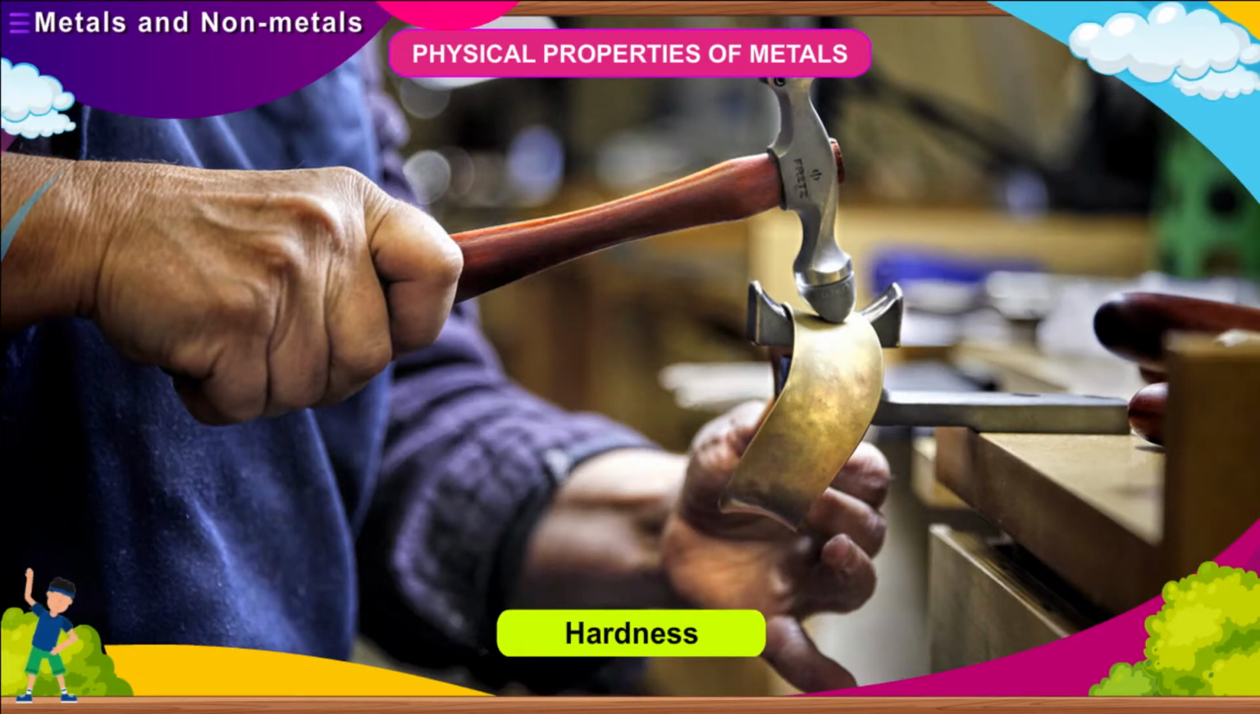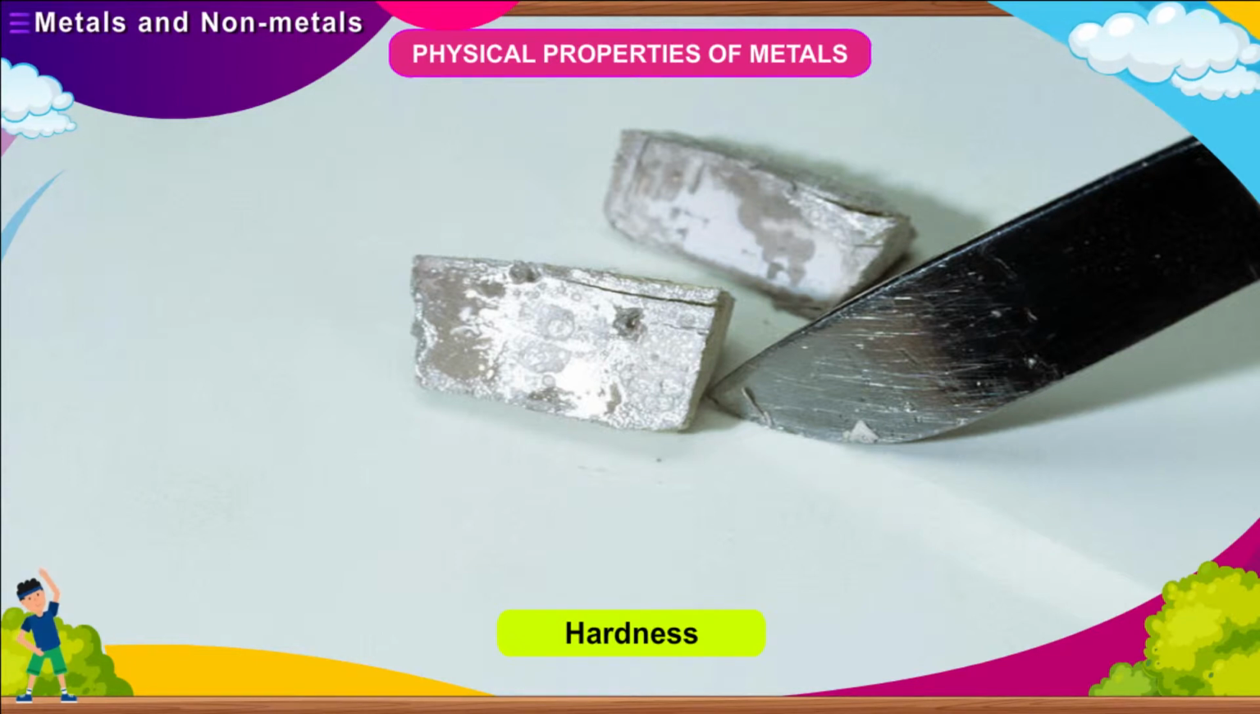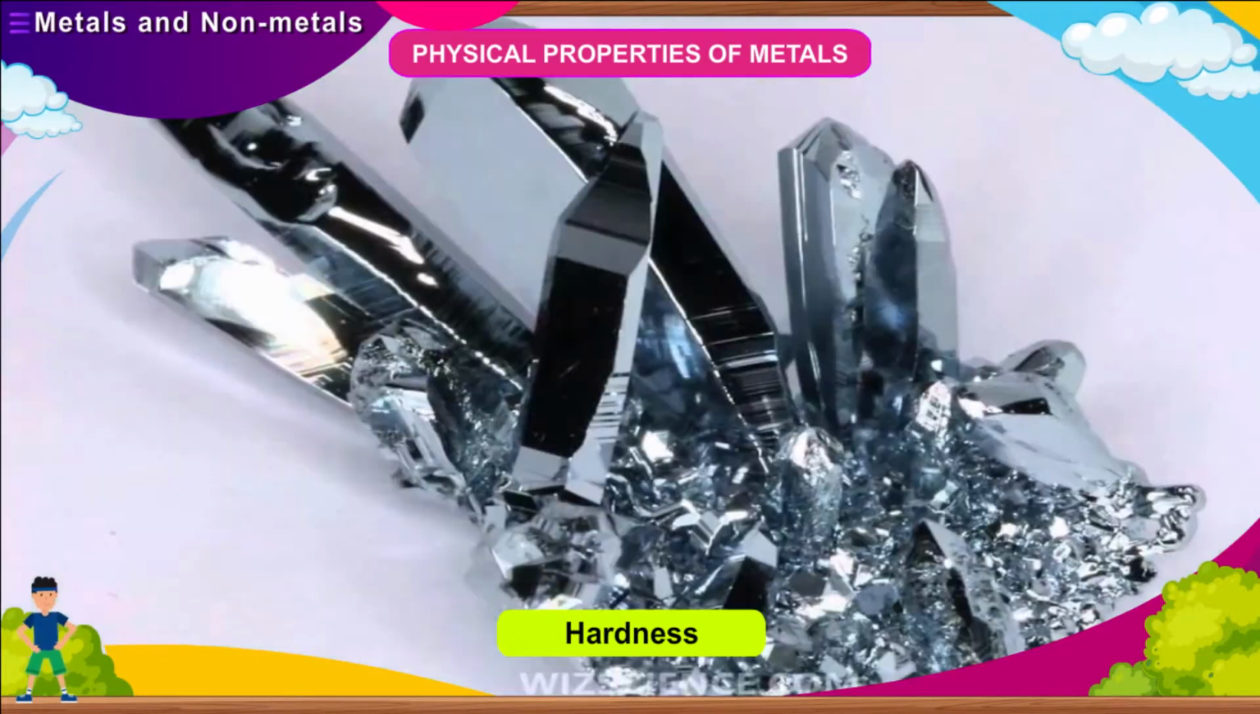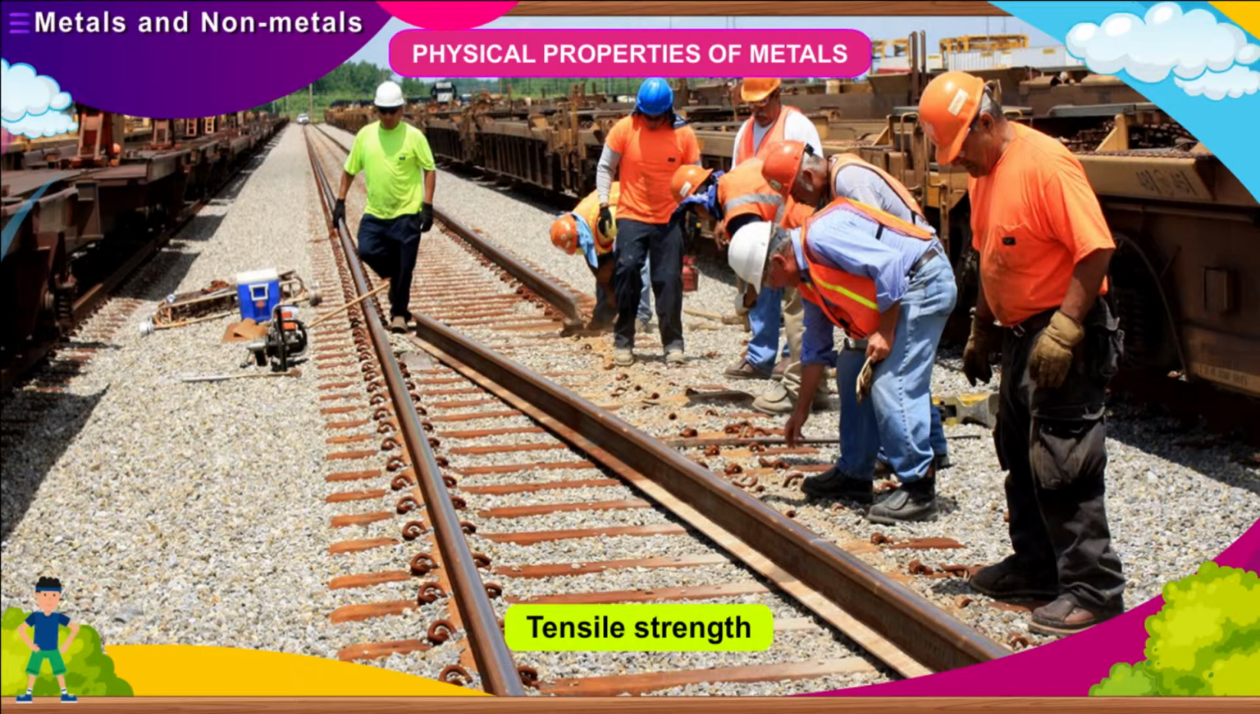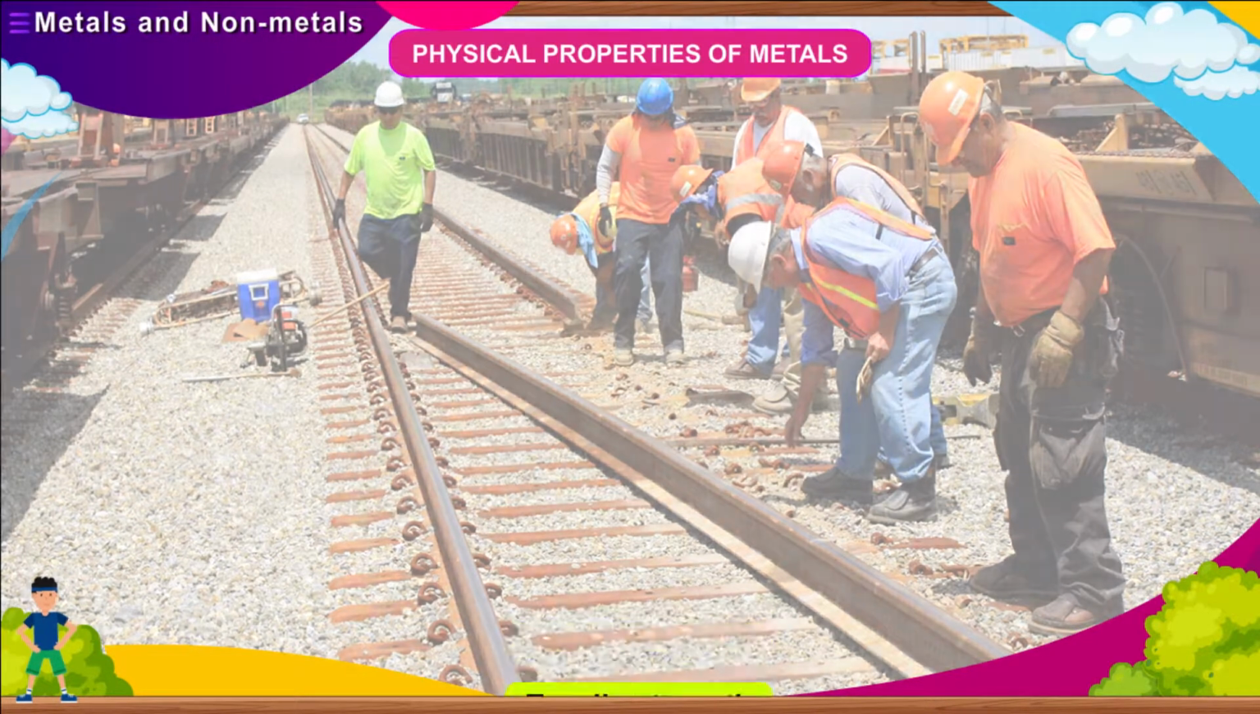Hardness. Most metals are hard. The exception here is sodium and potassium, which are soft enough to be cut by a knife. Osmium is so hard that it can scratch glass. Tensile strength. Metals have the capacity to withstand high stress. This property is called tensile strength. It is the property that owes the use of iron for the construction of railway tracks.